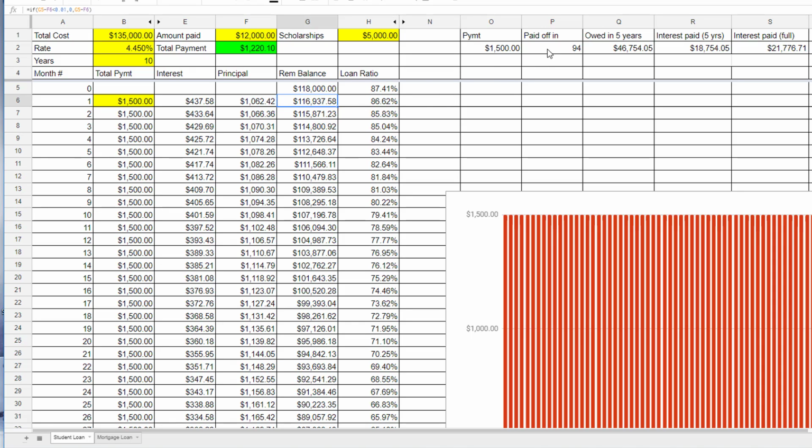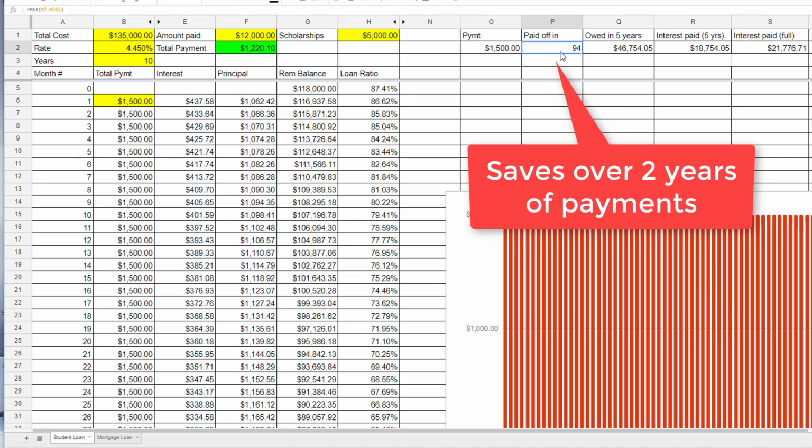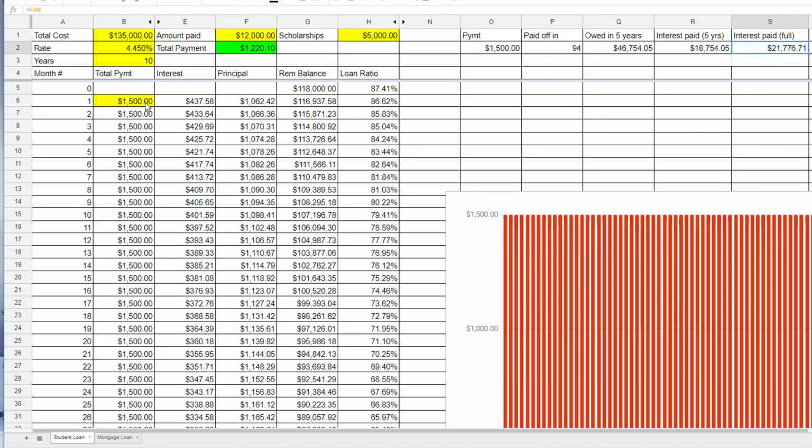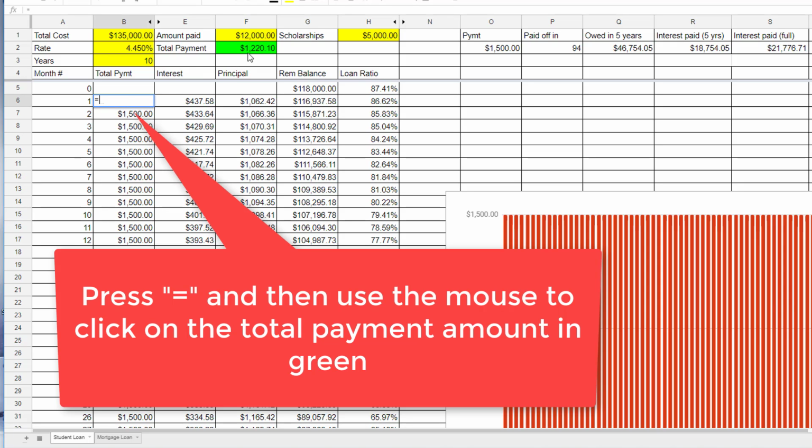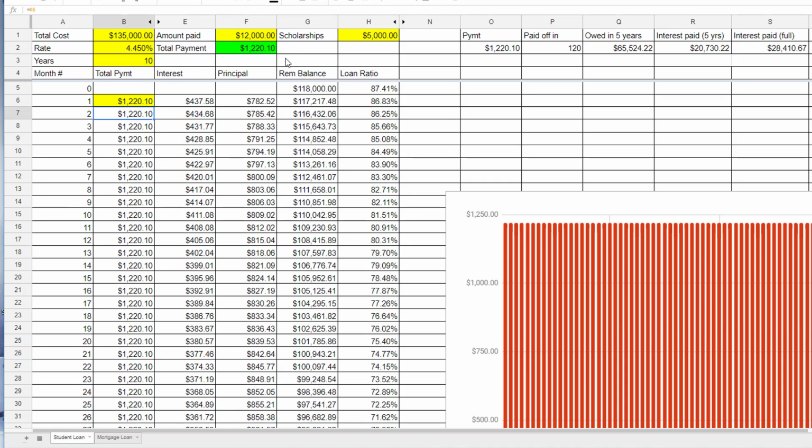And as you scroll down, if you need to, you can, but it's right up here in the summary chart. You'll have this one paid off in 94 months, and it'll save you about $7,000 in interest. If you'd like to go back to the original, press the equal button and click on that total payment. Press enter, and it will recalculate for you.